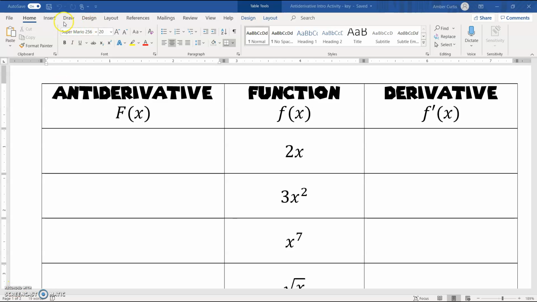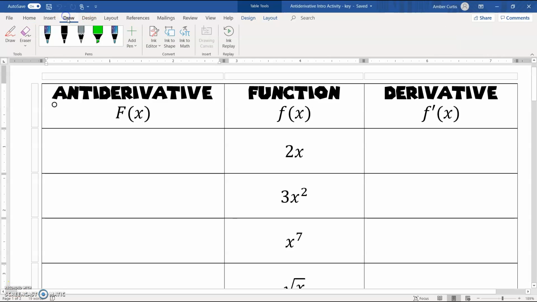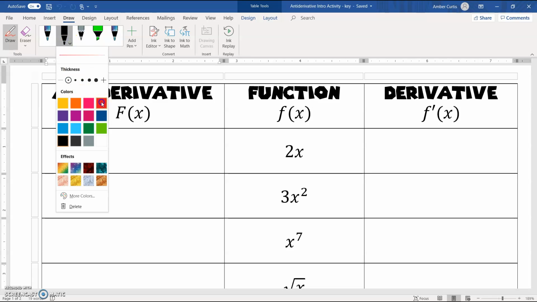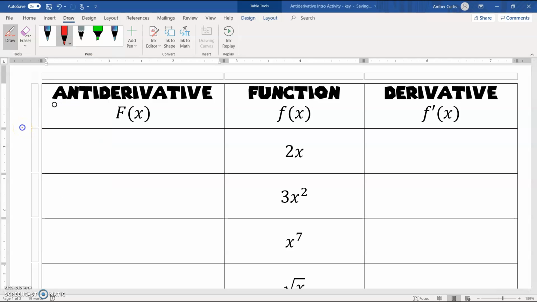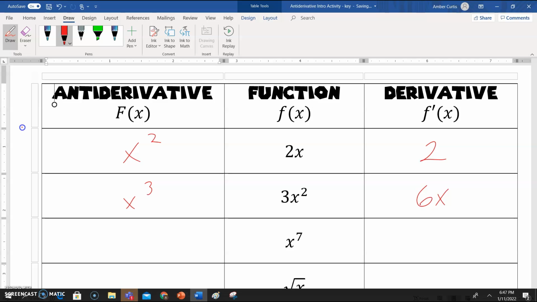All right, so let's take a look at the answers to this. So for the derivative of 2x, we have 2. And for its antiderivative, we have x squared, because the derivative of x squared is 2x. For 3x squared, its antiderivative is x cubed, and its derivative is 6x. For x to the 7th, its derivative is 7x to the 6th.